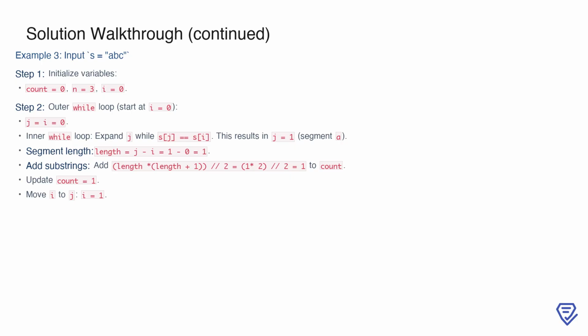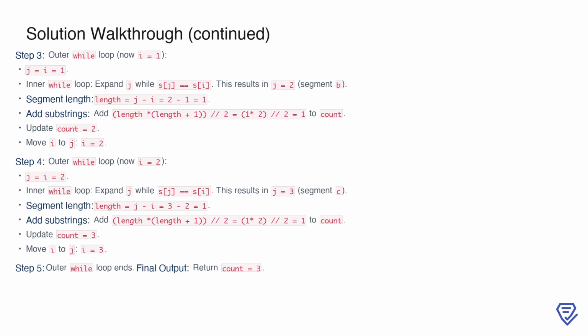The inner while loop expands j as long as the characters at j and I are the same. For the first segment, consisting of a single a, j advances to 1. The length of the segment is calculated as j minus i, which equals 1. Using the formula length * (length + 1) / 2, the number of substrings is calculated as 1. We add this to count, updating it to 1. We then move I to j, setting I to 1 to check the next segment.